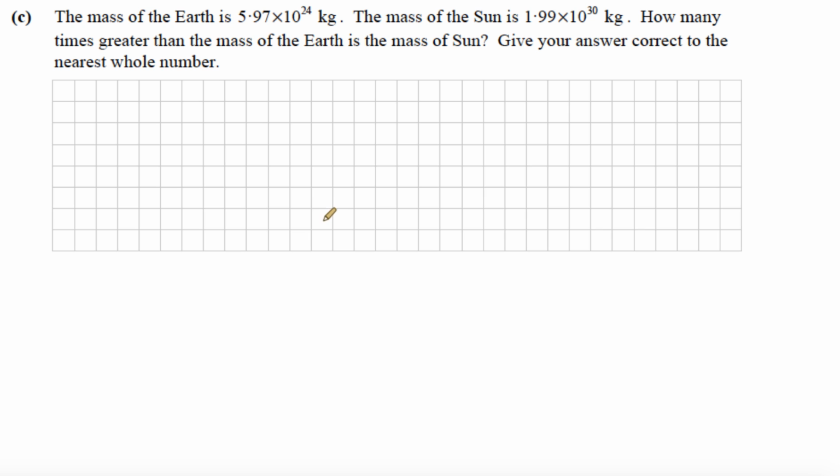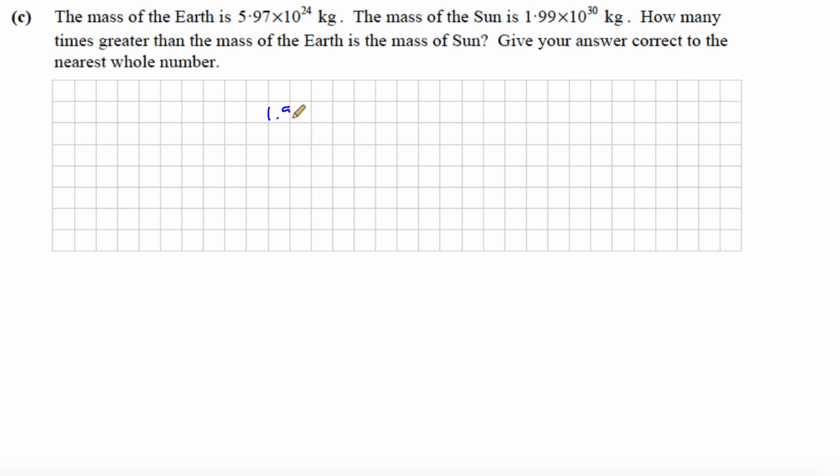Okay, finally, part C. The mass of the Earth is 5.97 by 10 to the 24 kilograms. The mass of the Sun is 1.99 by 10 to the 30 kilograms. How many times greater than the mass of the Earth is the mass of the Sun? Give your answer correct to the nearest whole number. Okay, so then we're simply going to divide the mass of the Sun by the mass of the Earth.